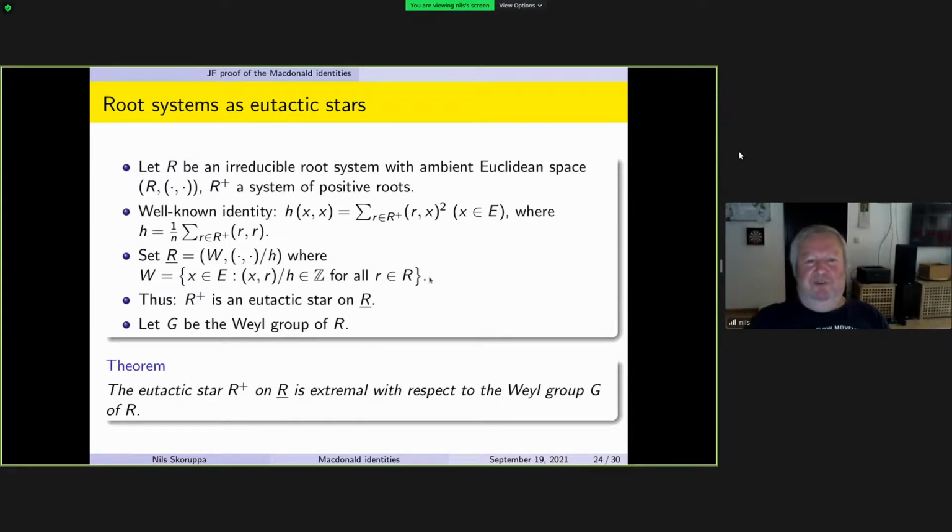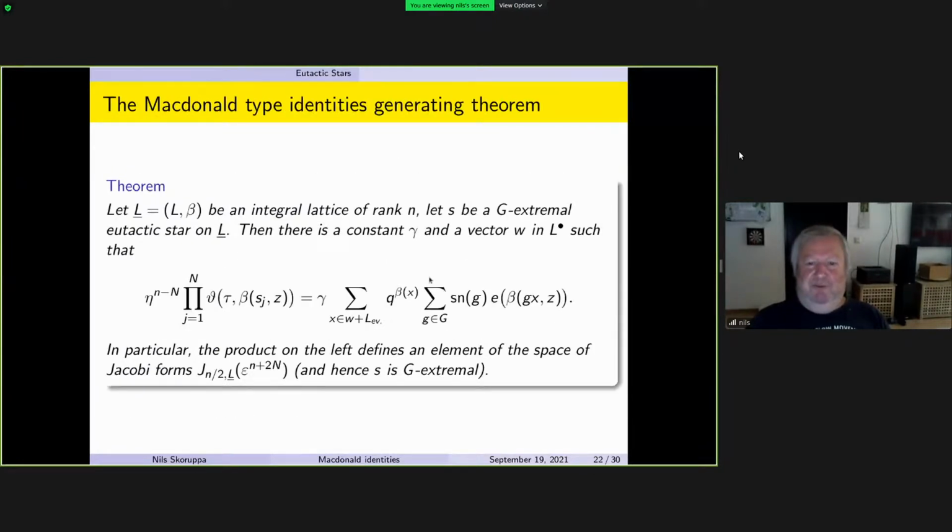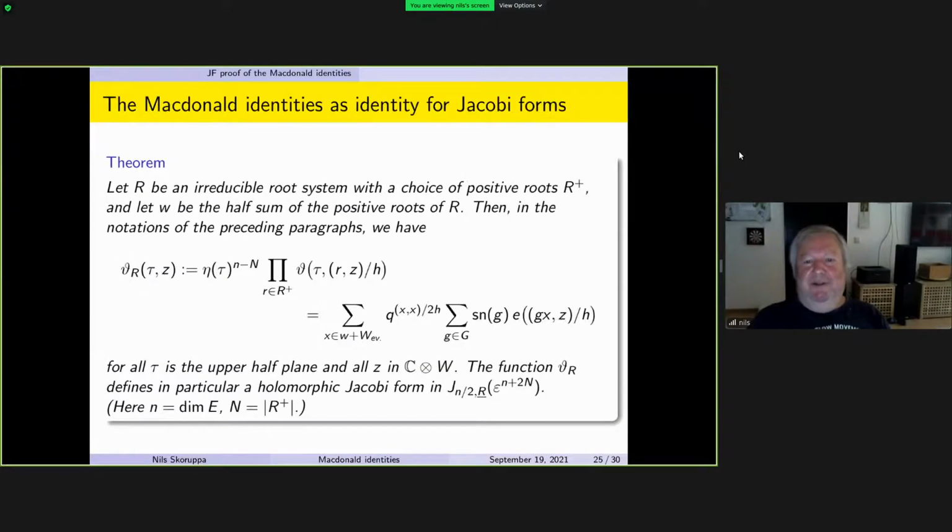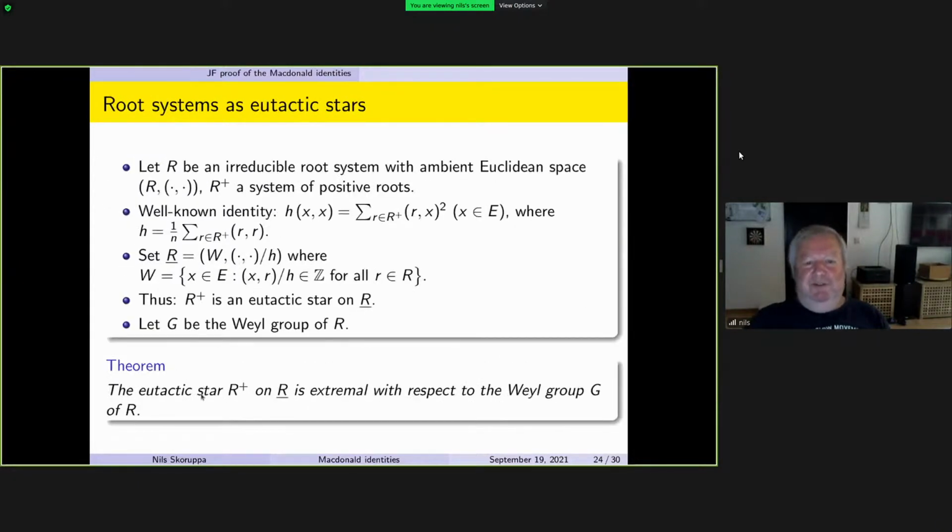Of course, the proof uses two things. One thing is the proof of this theorem, but that's really a very simple thing in the theory of Jacobi forms. Sorry, here I put the proof. I mean, it's a sketch of proof, but we don't go through it. And the other thing is that we have to prove that indeed this R plus, a eutactic star, is extremal with respect to the Weyl group G. And that is also quite a simple proof. It takes not more than half a page or even less. It's also in the preprint if you're interested in that.